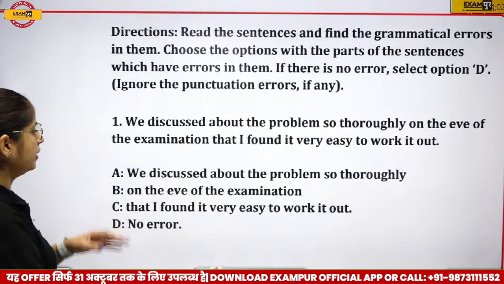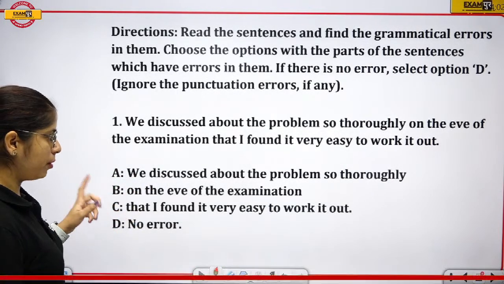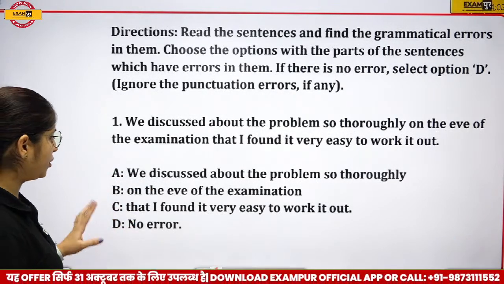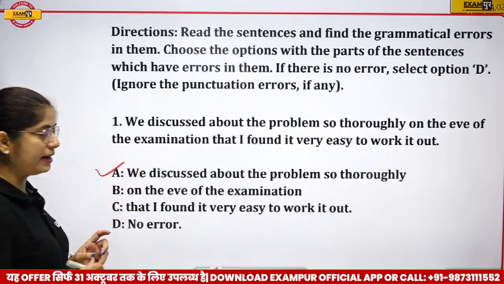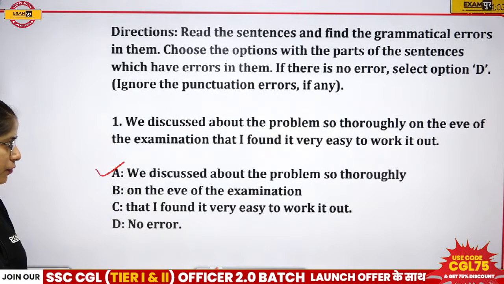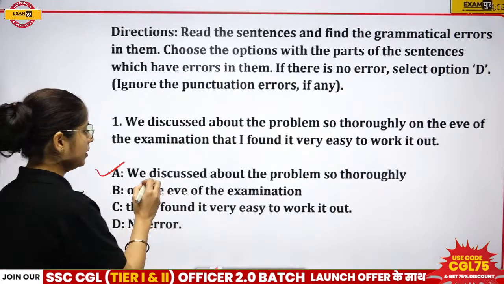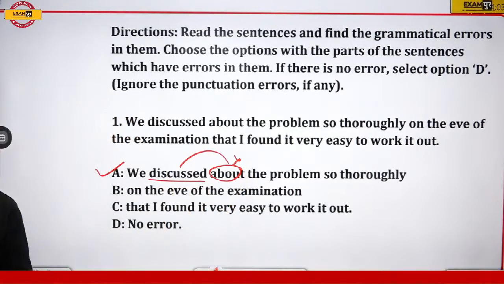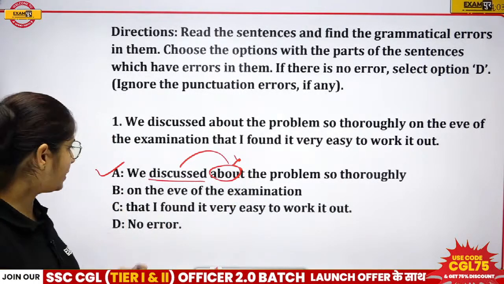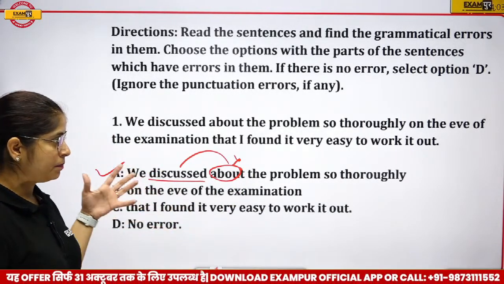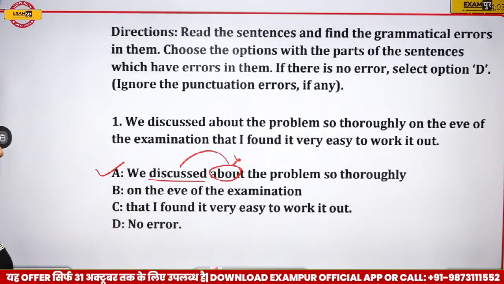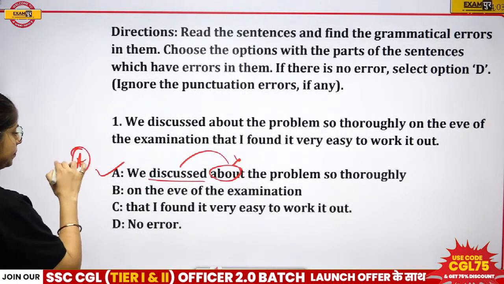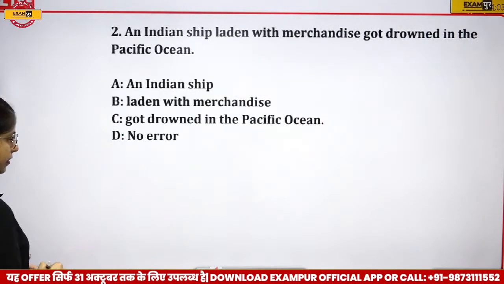Let's read it out once again. Part A is, we discussed about the problem so thoroughly on the eve of the examination that I found it very easy to work it out, and no error. The error here lies in part A, as we do not use any kind of preposition after the word discussed. Discussed about is not needed here. We don't need any preposition after discussed. It will simply say, we discussed the problem so thoroughly on the eve of the examination that I found it very easy to work it out. Right? The error here lies in part A.